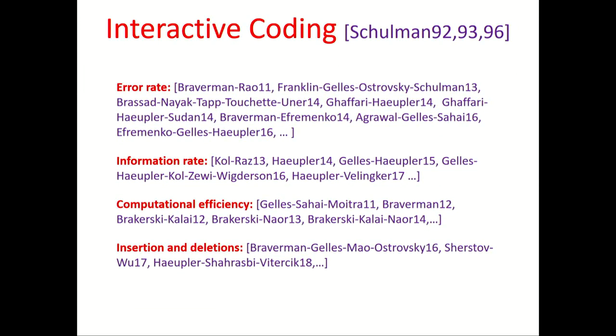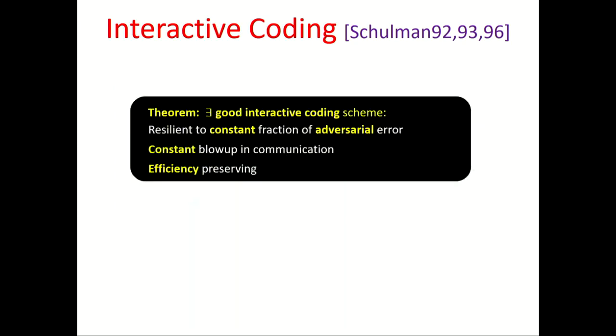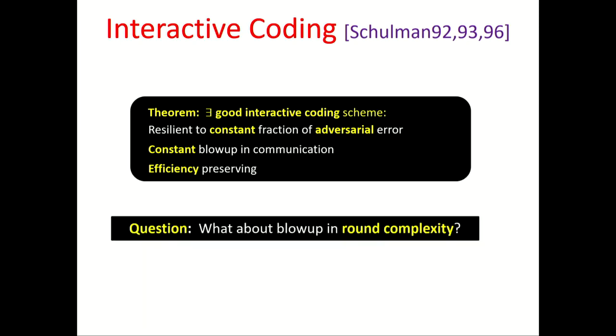Okay, so there's been a lot of work on this topic, trying to get optimal error rate and optimal information rate, which means optimal blow-up in communication, a lot of work on computational efficiency and on various types of error models. The point is we have good interactive coding schemes, ones that are resilient to a constant fraction of adversarial error with only constant blow-up in communication and are efficiency preserving. The question we ask in this work is, what about round complexity?